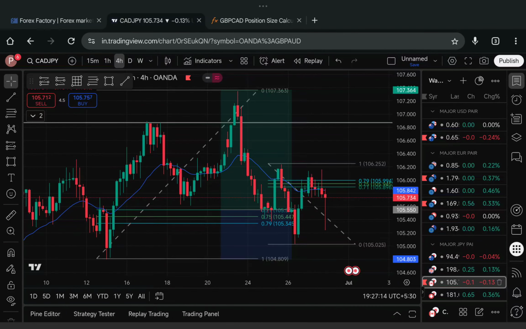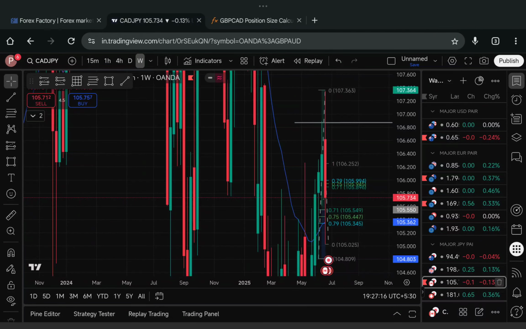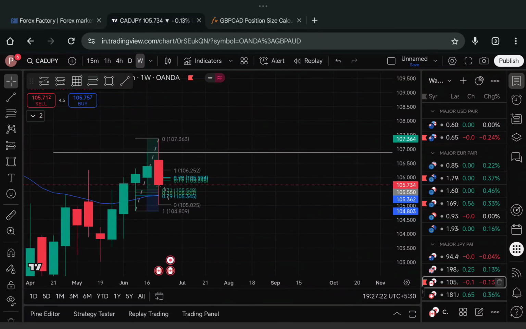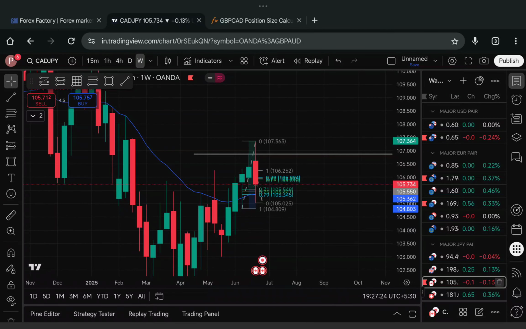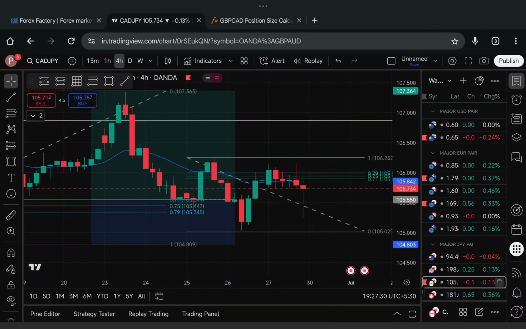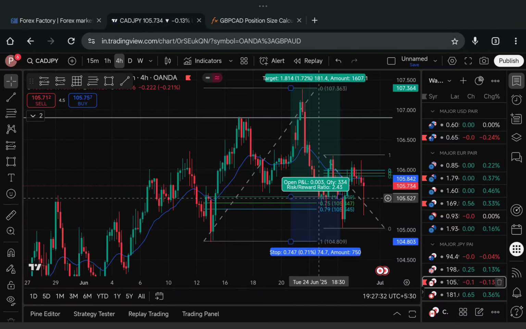Now with CAD JPY at the weekly time frame, the same story as CHF. Or was it CHF? No, it was AUD. Well, the same story as the previous one, but a little different. Price has taken this high, and at the 4-hour time frame I did enter at this place, and after entering at my 71% level, price moved up and then came back.